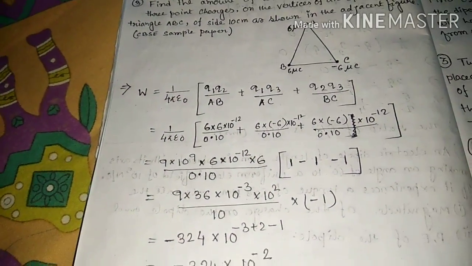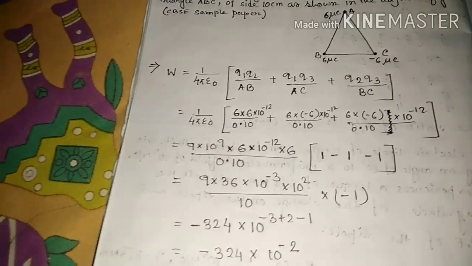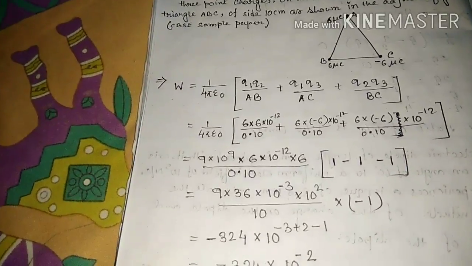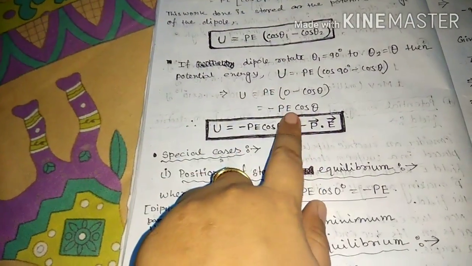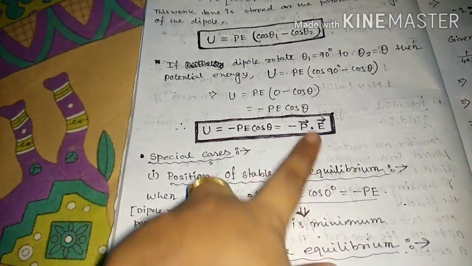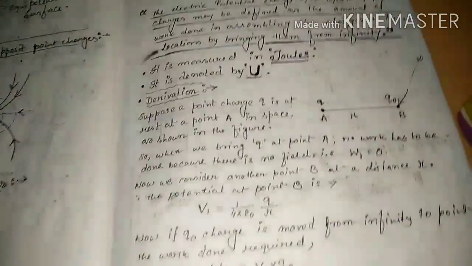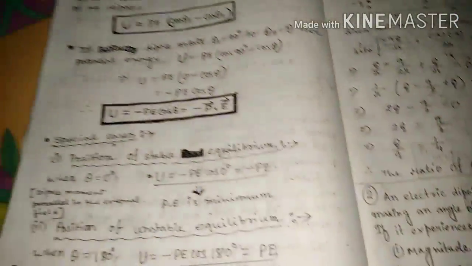This type of numerical will come in the board exam, and numericals related to potential energy are very easy if you remember these formulas. This is the formula for potential energy due to a dipole, this for three charges, and this is the potential energy due to two charges. If you remember these, you can easily solve any type of numerical.